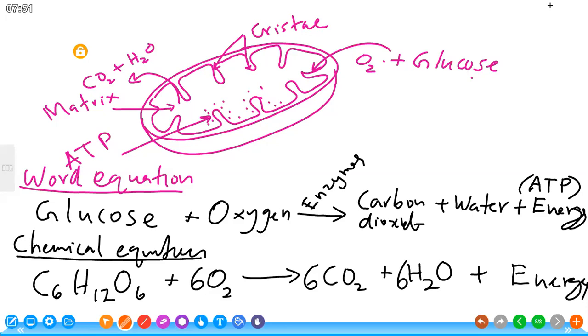A series of processes of oxidation of simple food to produce energy for biological activities.